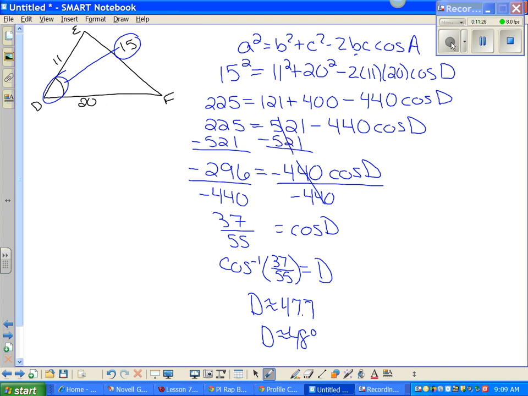Now, with law of sines, we had to look for a second angle, right? Do we do that with this as well? No, why not, Stephen? Well, but could there be a possibility of a second? Why? The angle would be too large. Keep going.